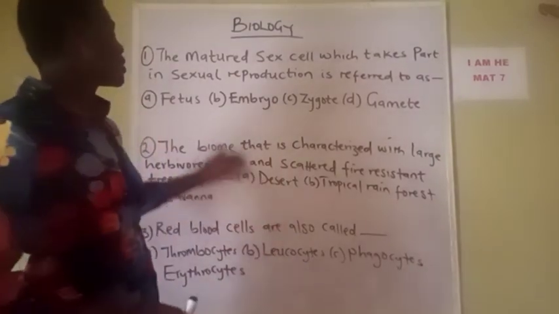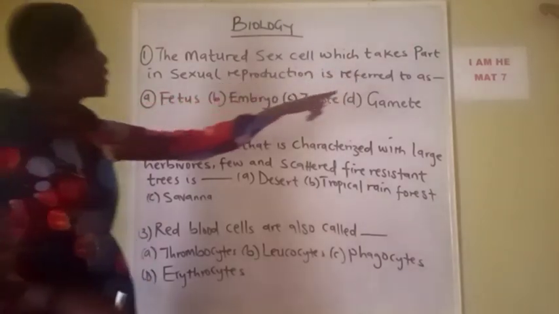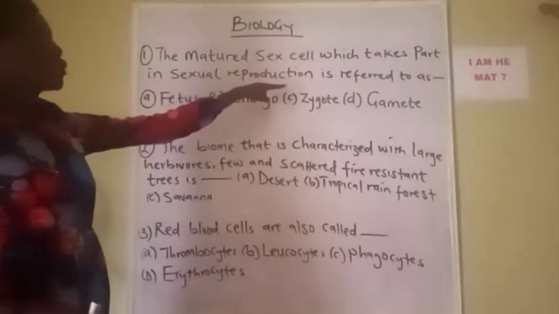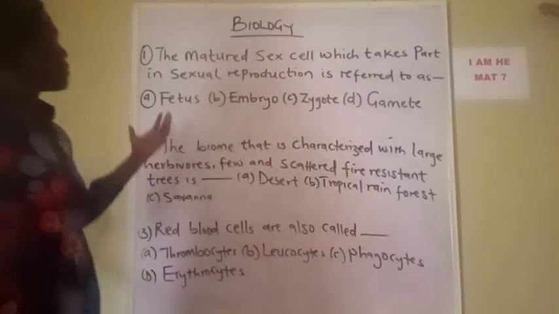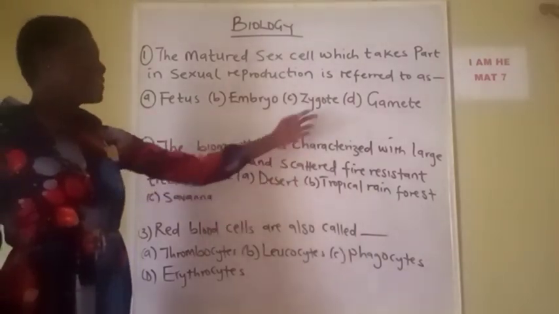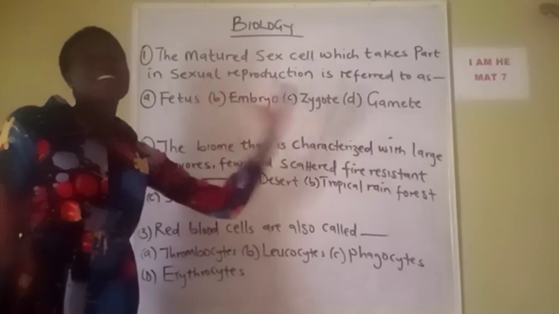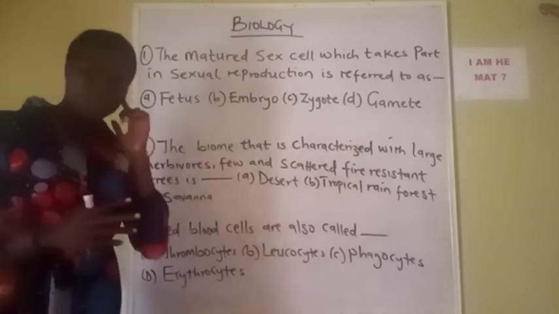The first question says, the matured sex cell which takes part in sexual reproduction is referred to as A. Fetus, B. Embryo, C. Zygote, D. Gamete.